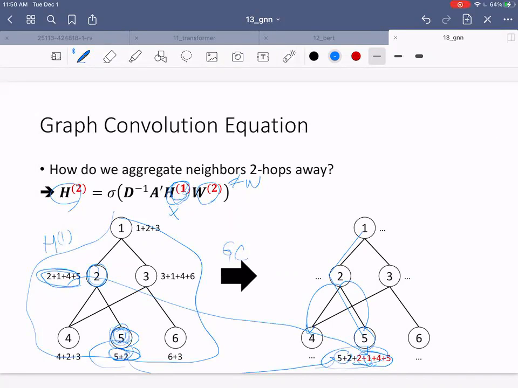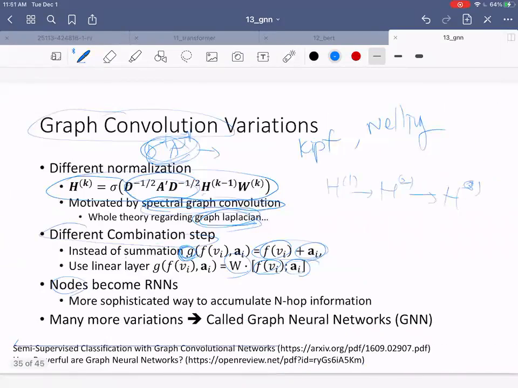From this node's perspective, its representation keeps being added and added with features from farther away neighbors. So that is kind of like an RNN. Some people actually made it a full RNN with GRU or LSTM, using LSTM to represent the node representation. So it is a more sophisticated way to accumulate n-hop information. There are a whole lot more variations, and the whole family is called graph neural networks these days. So this is the essence of graph convolution.